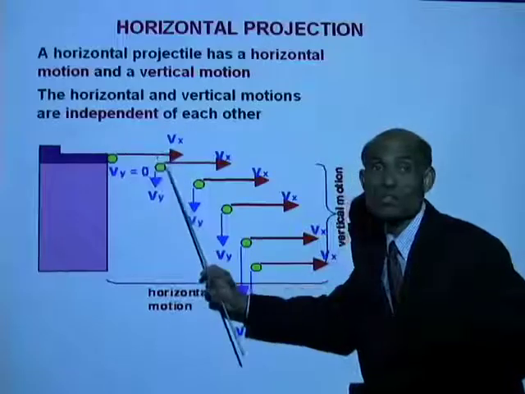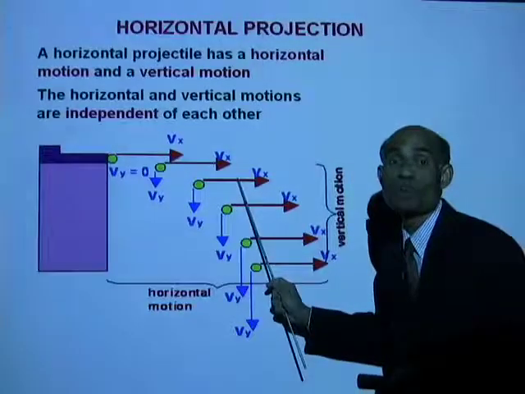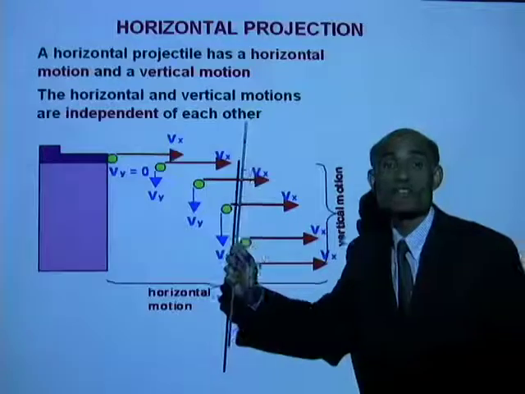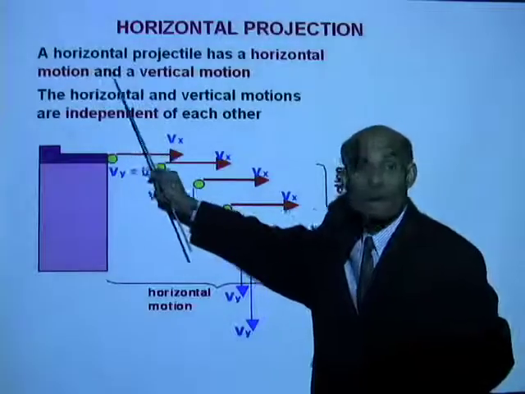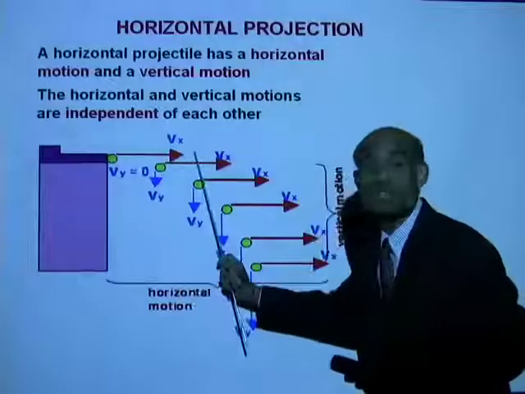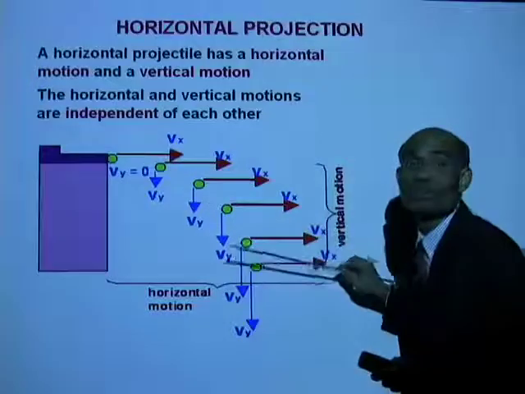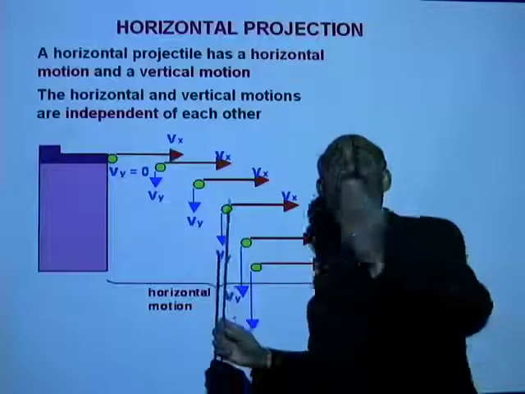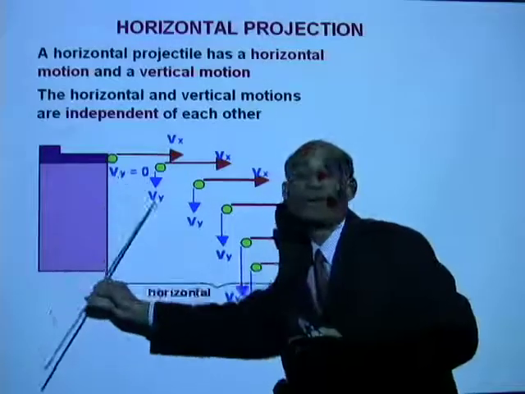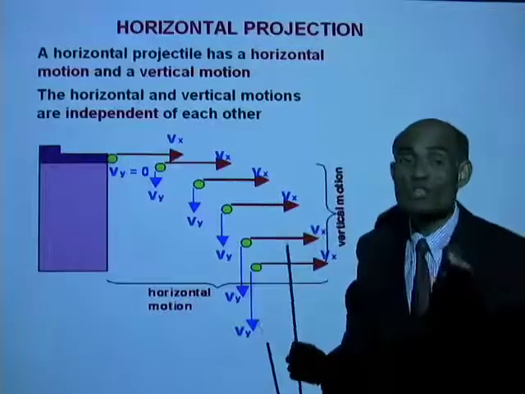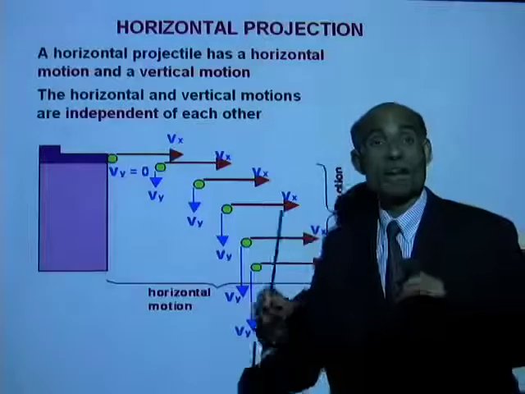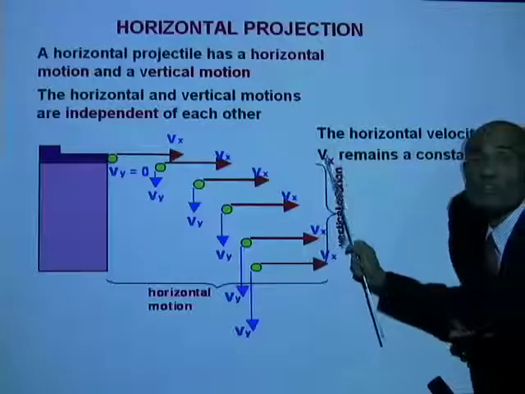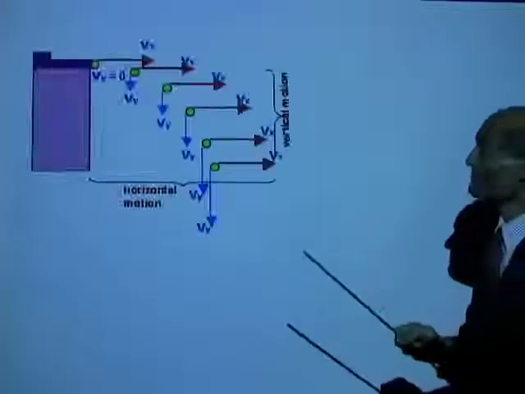Now, take the same example. The horizontal motion continues as though there is no vertical motion. In other words, the horizontal motion of this projectile here is exactly the same as the horizontal motion of the ball on the platform. You see? The horizontal motion continues as though there is no vertical motion. And the vertical motion continues as though there is no horizontal motion. The y velocity will keep on increasing according to the equation Vy equal to Vy0 minus gt. The horizontal velocity vx remains a constant.